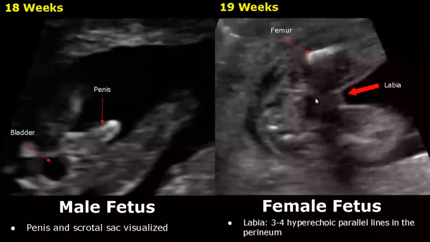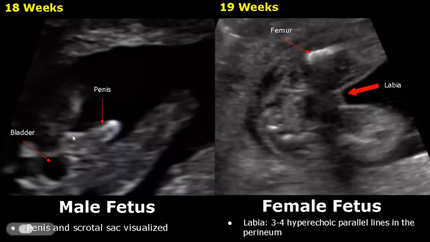Here we have an image of 18 weeks. We can see the penis and the scrotal sac as well. This small dome-shaped structure is the scrotal sac. We can also see the bladder here.